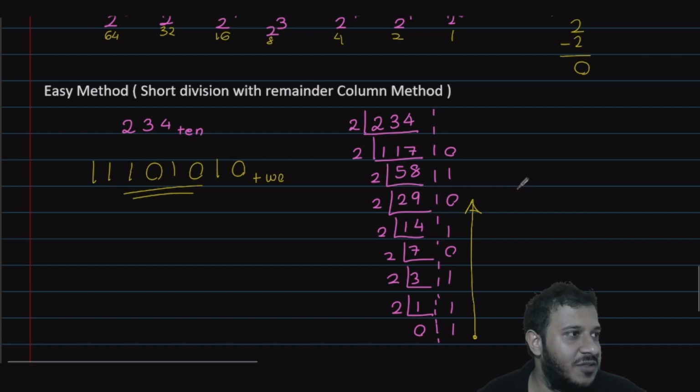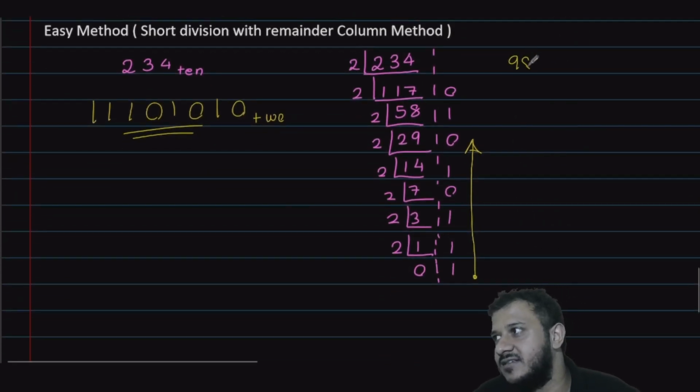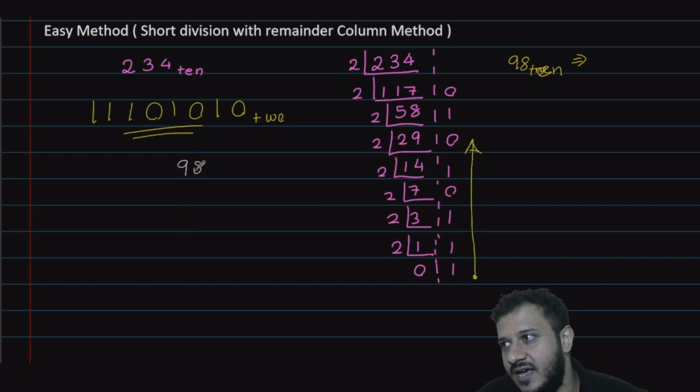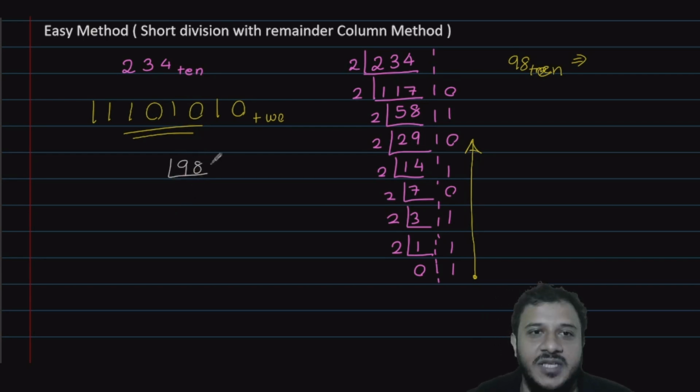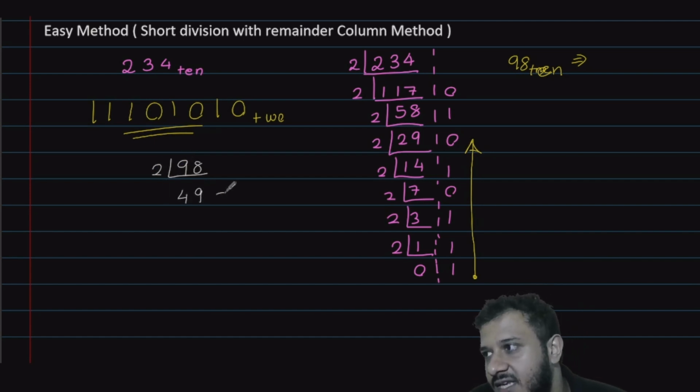The question which I gave you all before, we did by ourselves, 98. If I want to convert it, what will I do? I will quickly grab 98 and start to divide by 2. Usually, this is the way we do it. We divide by 2, that's going to be 49, remainder 0. Then we divide it by 2, that's 24, remainder 1. Then divided by 2, that's 12, remainder 0.